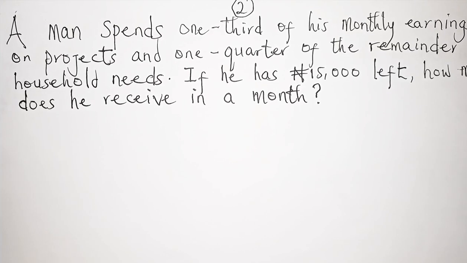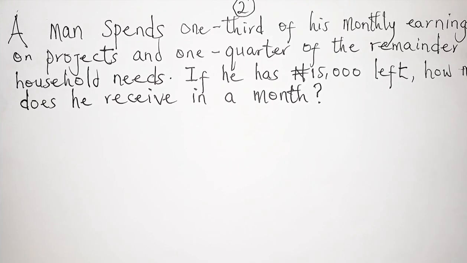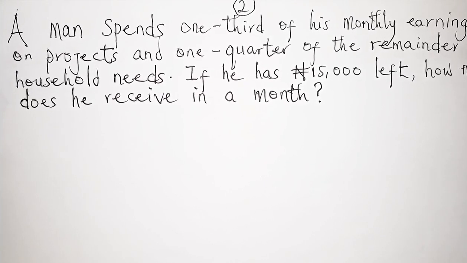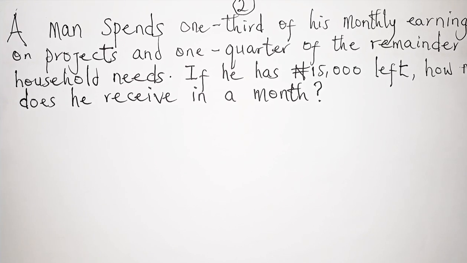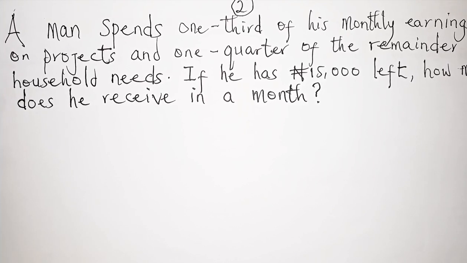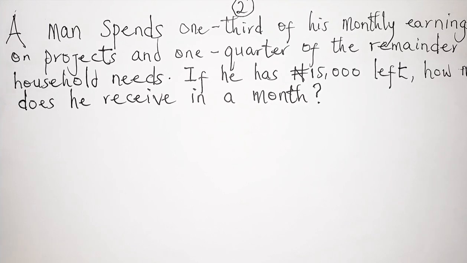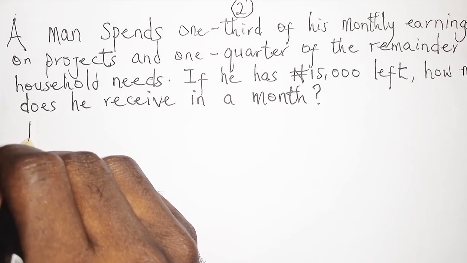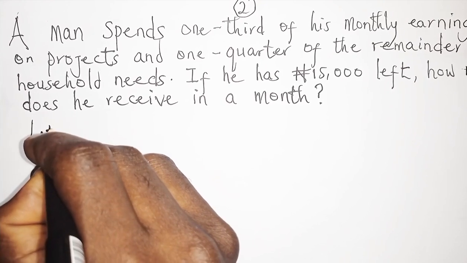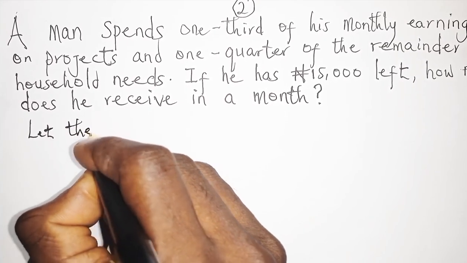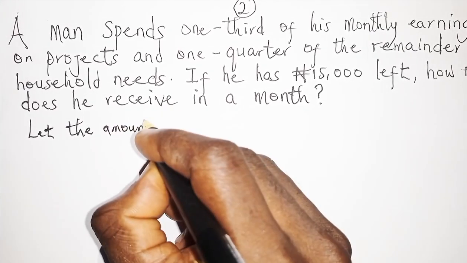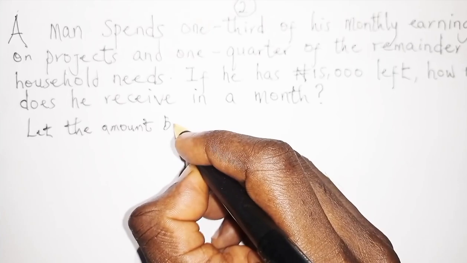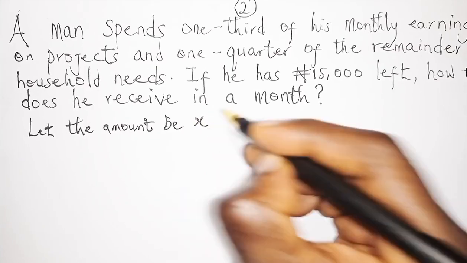All right. The next question. A man spends one third of his monthly earnings on projects and one quarter of the remainder on household items. If he has 15,000 naira left, how much does he receive in a month? So the first thing we do is let the amount he receives in a month be X.